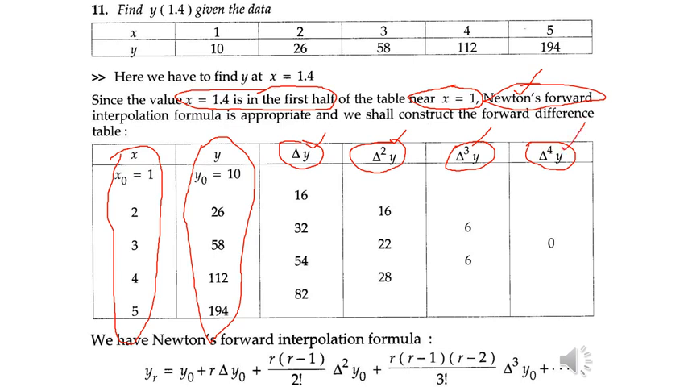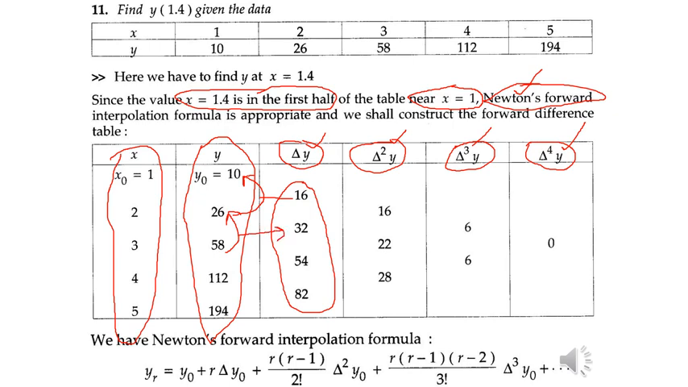Now let us see what these entries are. So we all know how we find these entries. 26 minus 10 is 16. 58 minus 26 is 32.